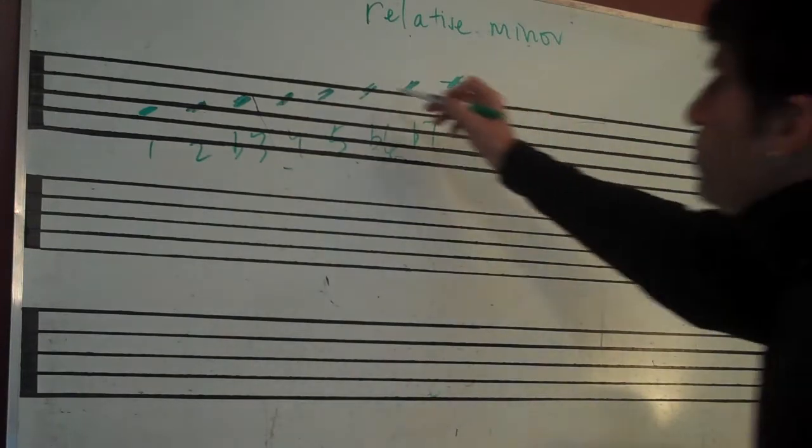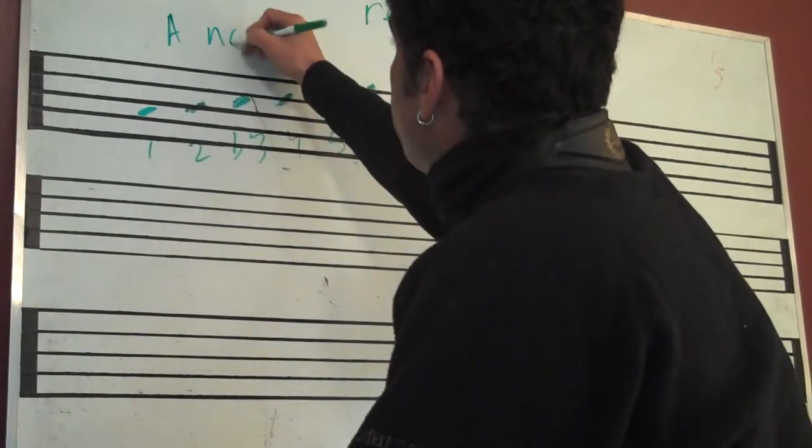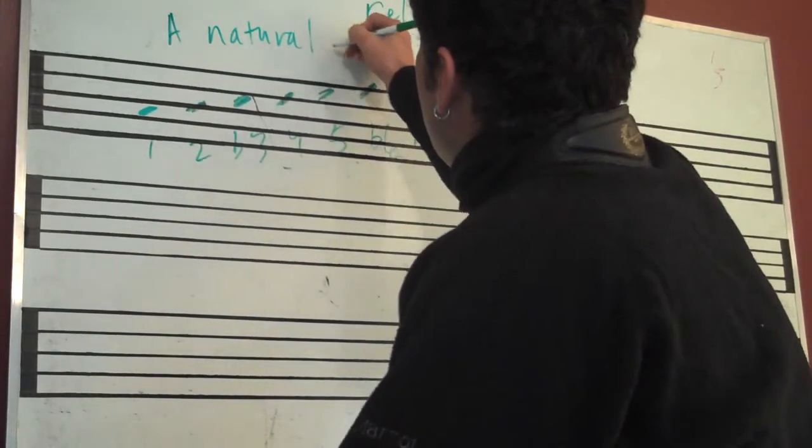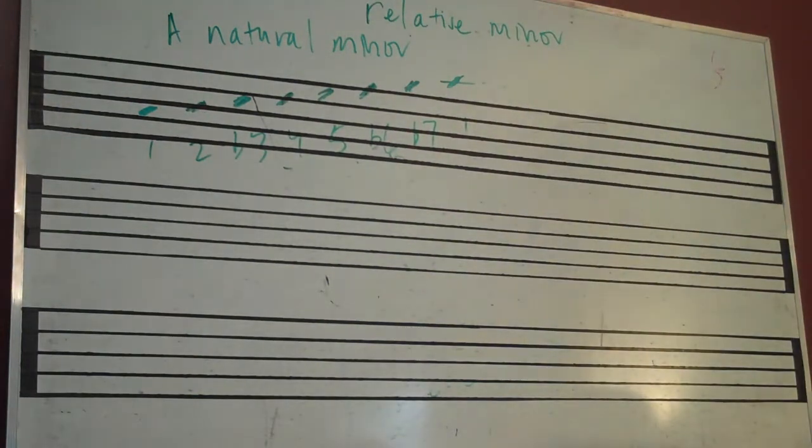Now, let's look at this. How many flats and sharps do we have in there? Well, none, right? So we've got this scale. That's a natural minor scale, and that scale has no sharps and no flats. Well, what major scale has no sharps and no flats? C major scale.